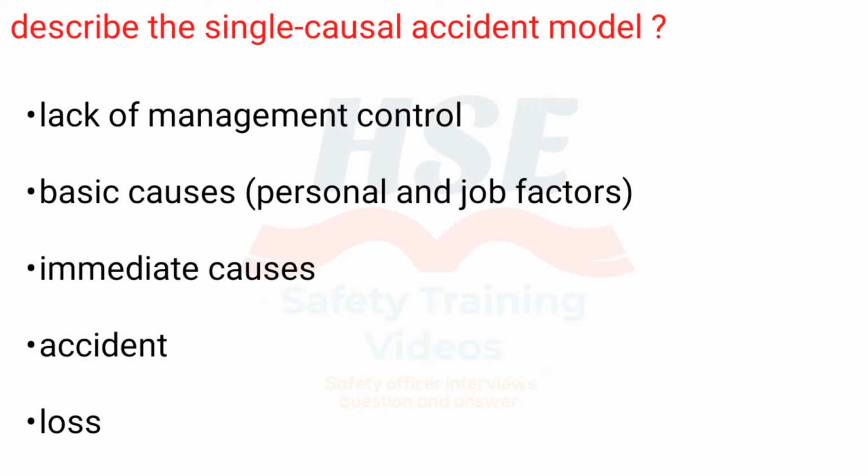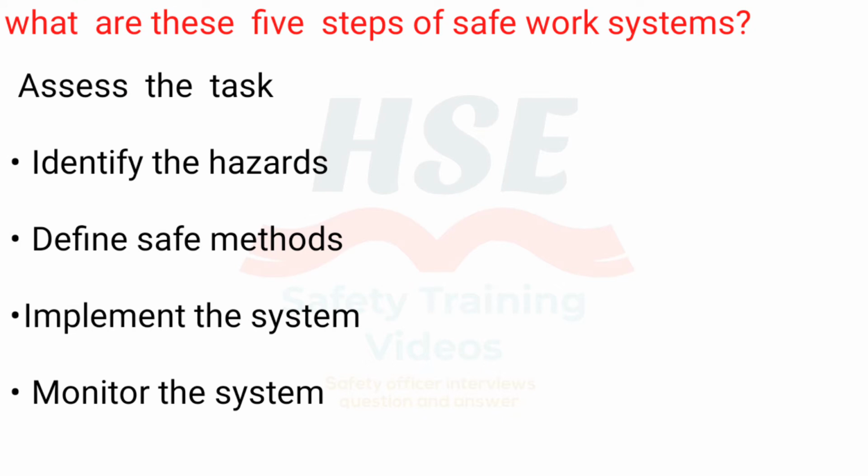Describe the single-causal accident model. Lack of management control. Basic causes, personal and job factors. Immediate causes. Accident. Loss. What are the 5 steps of safe work systems?